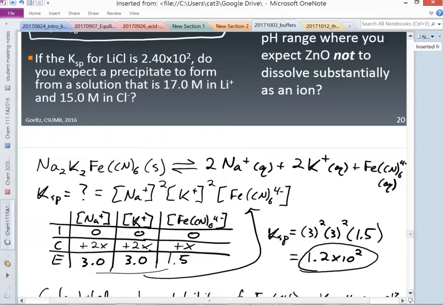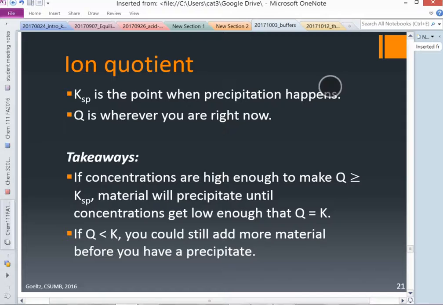We continue. Wherever there's a K, there's a Q. It's probably some good phrase for that. K is the equilibrium constant. Within the solubility framework, that is like the point, those are the concentrations where precipitation just starts. Whereas Q is products over reactants wherever you are. Whatever concentration you find, that's your Q.